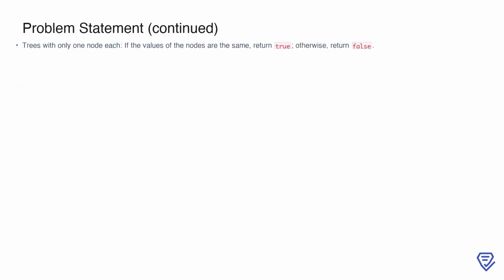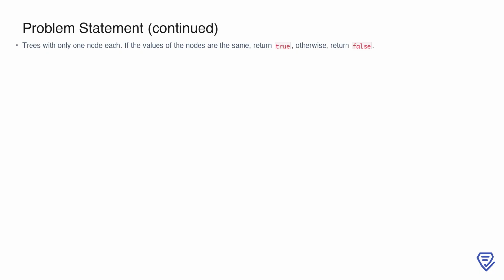To summarize, there are a few important constraints and edge cases to consider. The number of nodes in both trees will range between 0 and 100, and the value of each node will be an integer between -10,000 and 10,000. For edge cases, if both trees are empty, the function should return true. If one tree is empty and the other is not, it should return false. If the trees have the same structure but differing node values, the result is false. Finally, for trees with only one node each, the function should return true if the node values are the same and false otherwise.